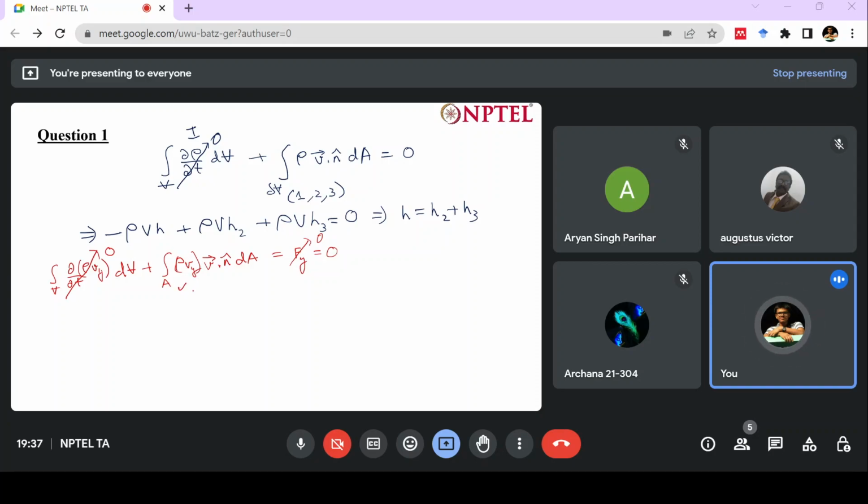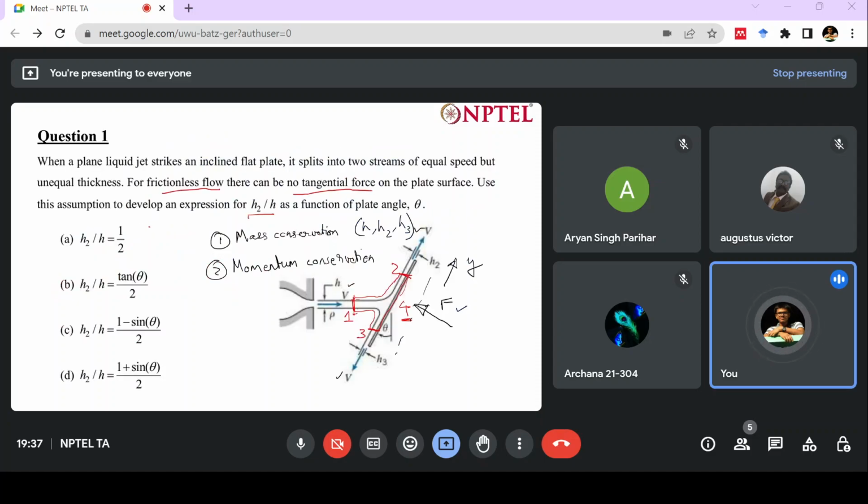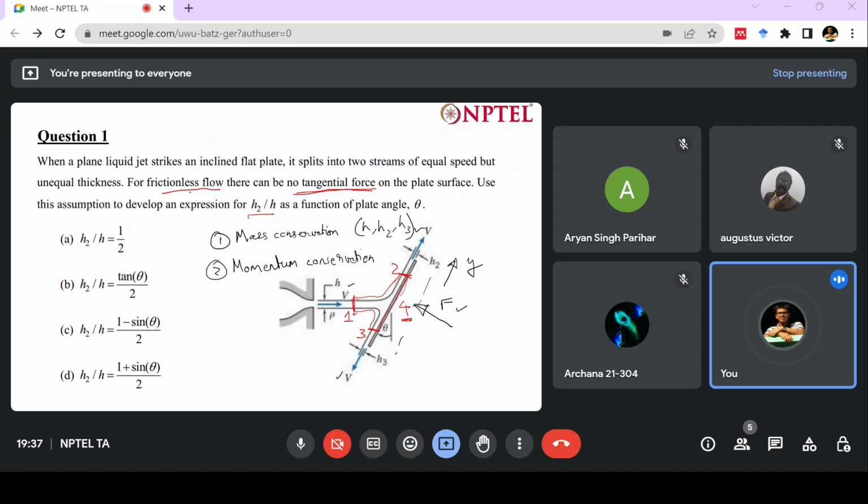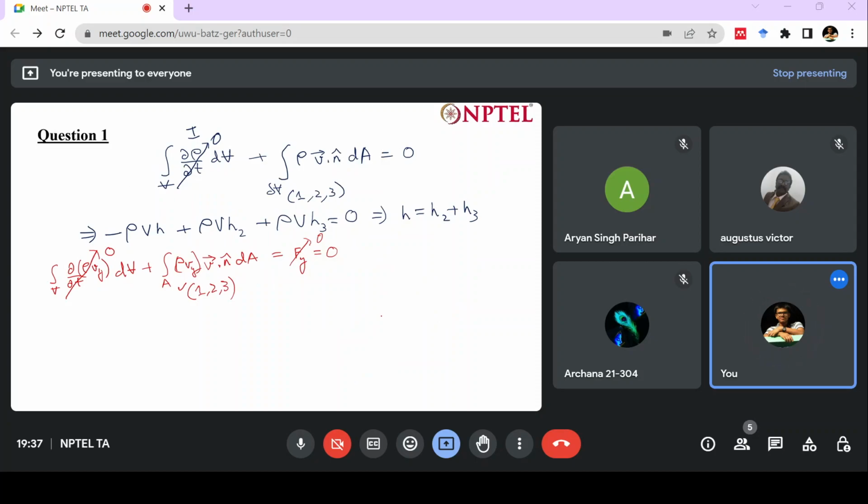So here which surfaces are important? 1, 2 and 3. Why is 4 not important? Because the flow is frictionless and there is no tangential force. This is already given. That's why I can do this simplification and ignore the fourth surface, which is the surface with the solid.